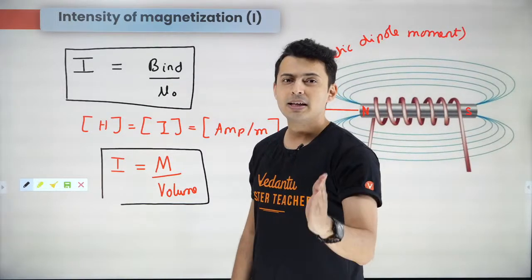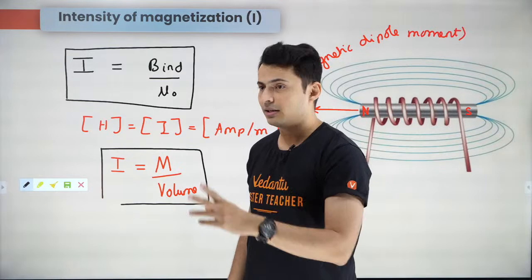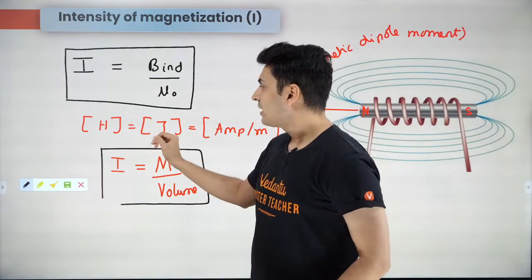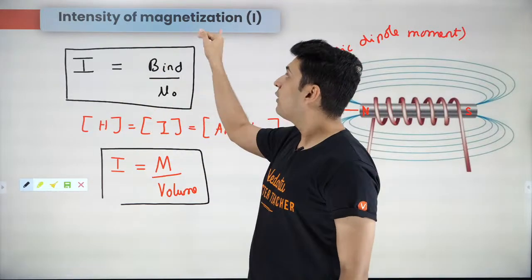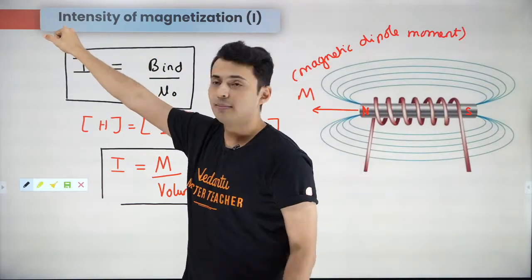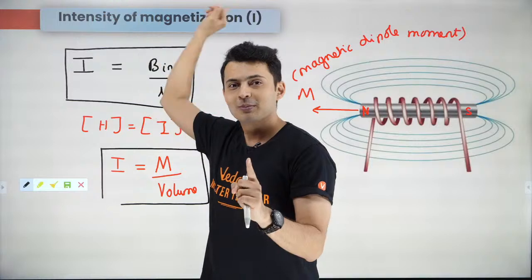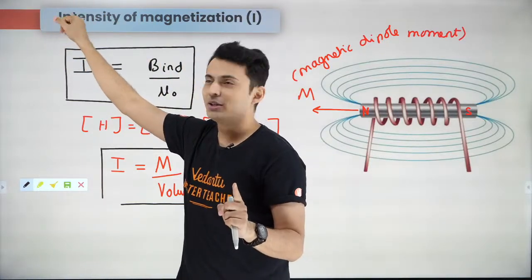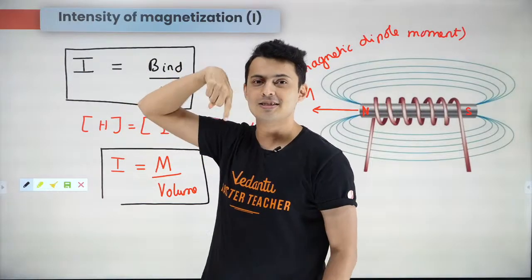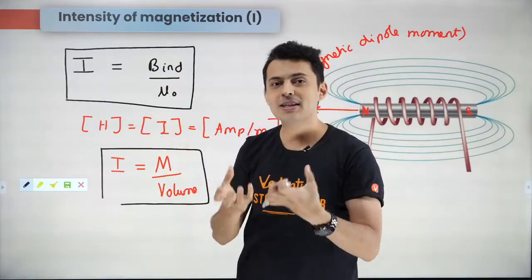Now, a lot of people get confused between these two terms, H and I. So how do you remember it? Very simple. Intensity of magnetization, the first alphabet is I. So the first letter is what you need to check. Intensity of magnetization, symbol is I, and that is how much did it get magnetized.